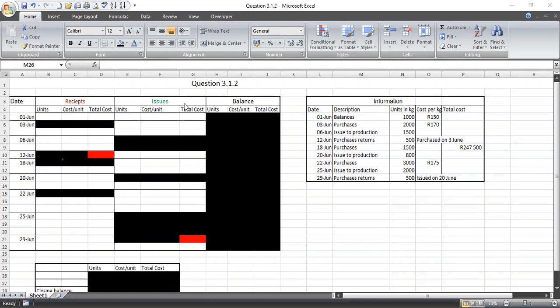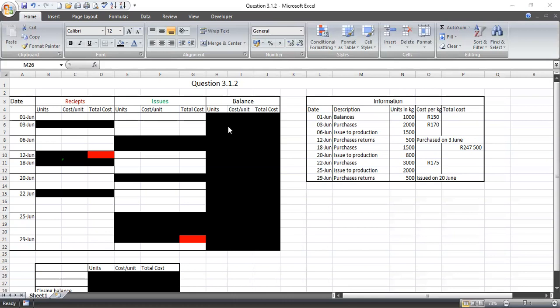Firstly, I'd like to bring your focus on this table over here. So this table consists of 4 columns. The first one is dates, the second one is receipts, third one is issues, and the last one is balances. So under receipts, you enter all the information for purchases and also returns of purchases. And the issues, you enter all the information for your issues to the production department and also the returns that the production department has made to the warehouse.